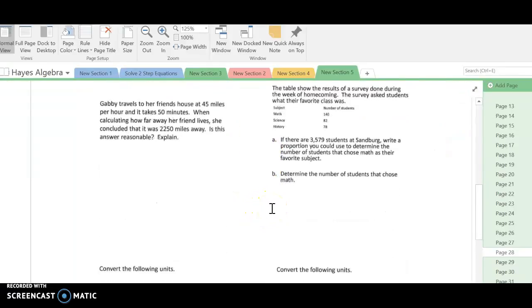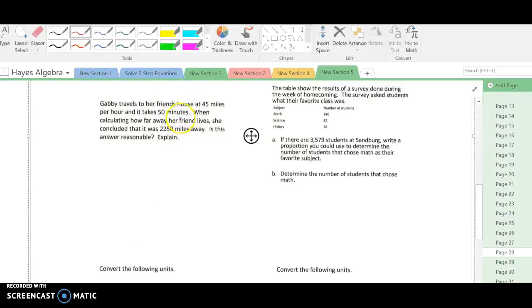So Gabby travels to her friend's house at 45 miles an hour, and it would take 50 minutes. When calculating how far her friend lives, she concluded that her friend lives 2,250 miles away. Is this answer reasonable? Well, if you think about it, does this answer make sense, right?